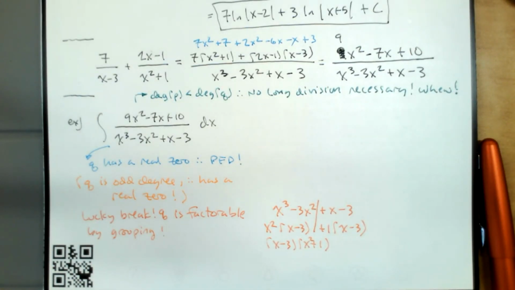So our denominator is factorable. The factors are x minus 3 and x squared plus 1. Those are going to be the denominators of our terms in our sum.